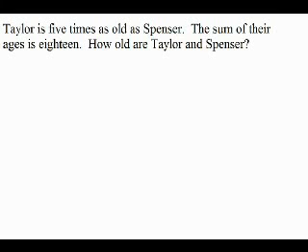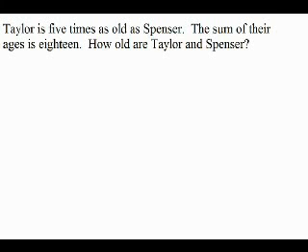So we start by looking at this sentence here, and we're told that Taylor is 5 times as old as Spencer, and that the sum of their ages is 18. Well, what we're going to do is use one of these pieces of information for the let statement, and one of these pieces of information to write the equation. The first question you want to ask yourself is, if I could know one of these ages, which one would I want to know first?